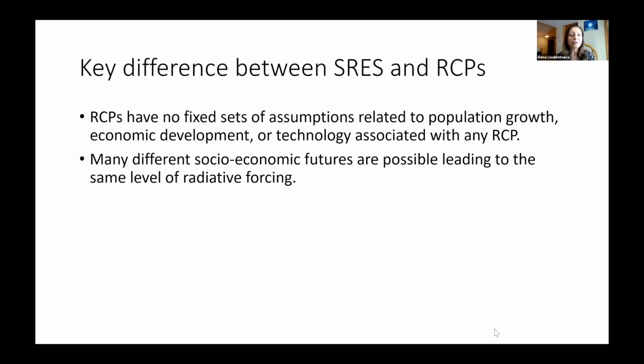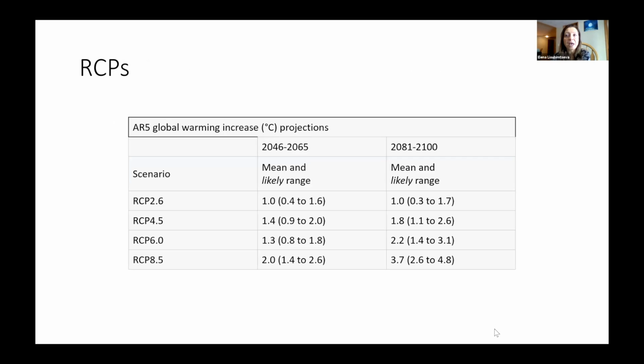And really the key difference between the SRES scenarios and RCPs is that RCPs, representative concentration pathways, have no fixed set of assumptions related to population growth, economic development, or technology. Those are just very non-judgmental stories about what the world could be. And then based on this story, the model will calculate possible concentrations and go from there. So there might be different socioeconomic futures that would essentially lead to the same radiative forcings in the atmosphere.